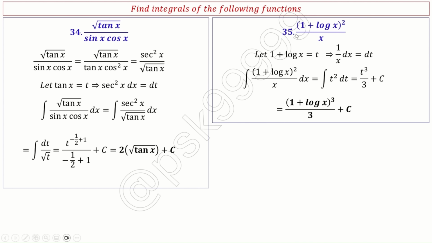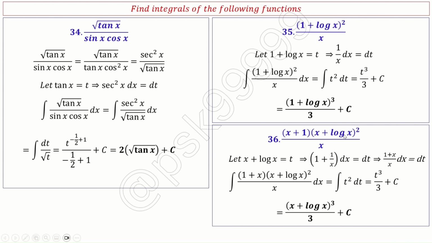1 plus log x whole square by x. Okay, so we know that if I take 1 plus log x as t, differentiation is 1 by x. Correct? So 1 plus log x as t, 1 by x dx is dt. So all my integration is simply integration of t square dt, which is t cube by 3, which is 1 plus log x whole cube by 3 plus constant.